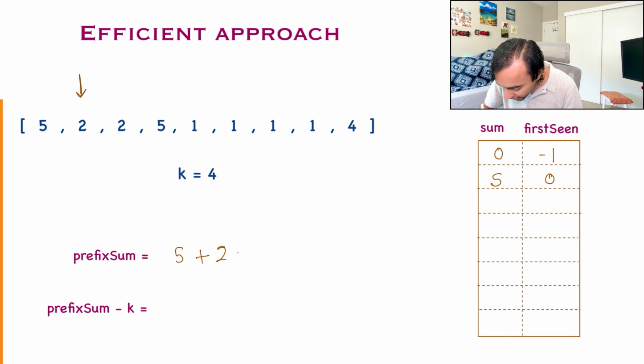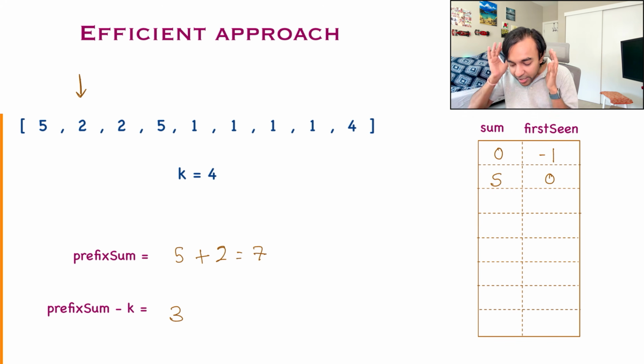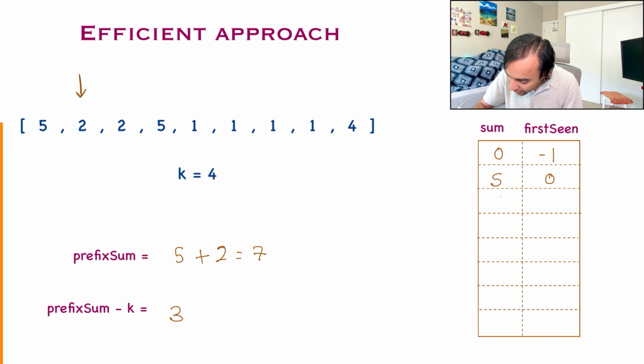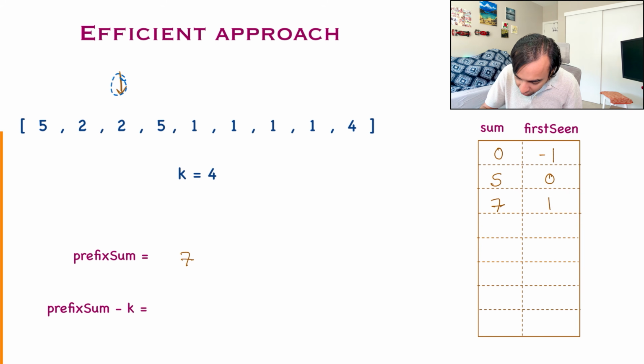5 plus 2 and that is a 7. And prefix sum minus k. So 7 minus 4 and that gives you a 3. Have you seen the value 3 before? No. It means there is no subarray that ends over here. But I found a new sum, so I'm going to add it to my prefix sum map. It means I saw the sum of 7 at the index 1. Move on to the next location now.